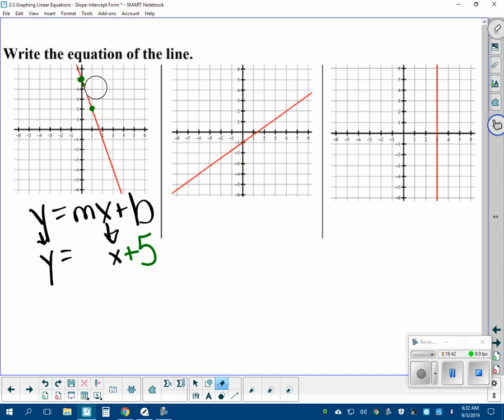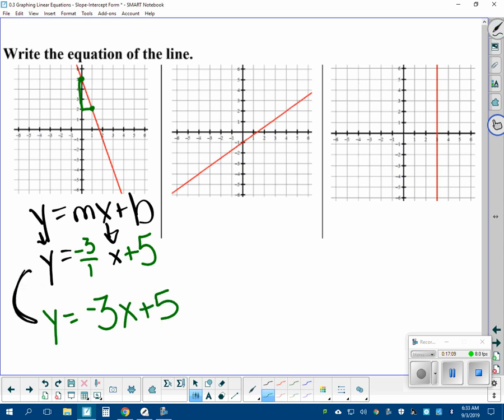So between that first point and this good point, count the rise and the run. Well, the rise is 1, 2, 3, but I went down. So that means it has to be a negative 3. Over, what's the run? 1 unit. Y equals negative 3 over 1 x plus 5. And of course, if you wanted to make that negative 3 just by itself without the 1, you can. I would accept either one of those. They're both good. Okay, pause the video. You guys try the next two.